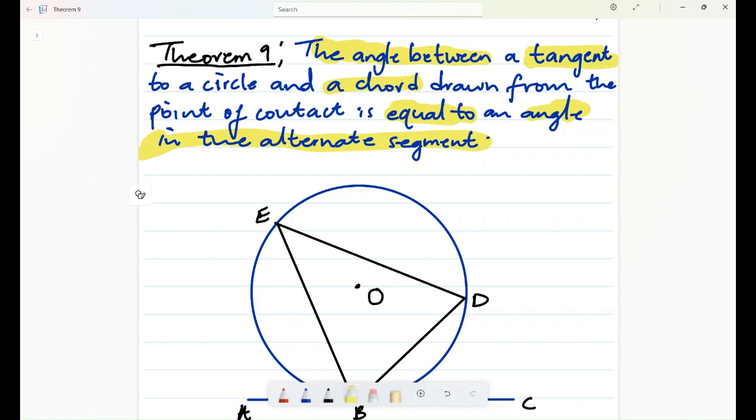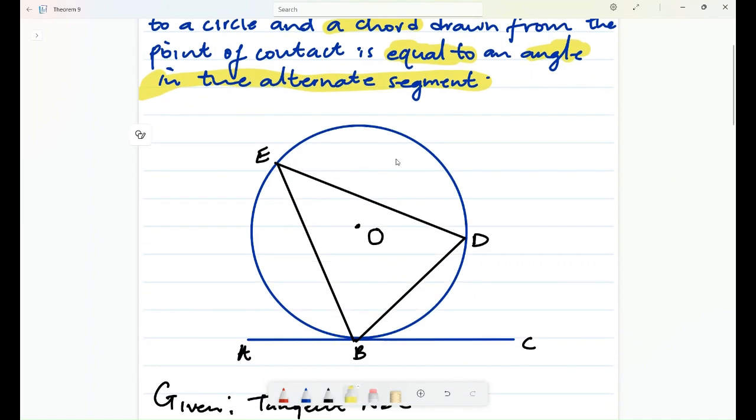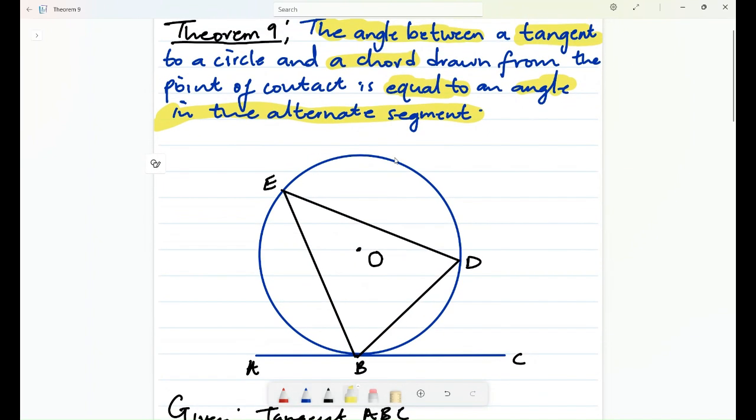Remember, if I just state the theorem without showing you, it does not make sense. So let me do this so that we can see. The angle between a tangent, here is a tangent, and a chord drawn from the point of contact. Here is that chord. The point of contact is here. So here is that chord.